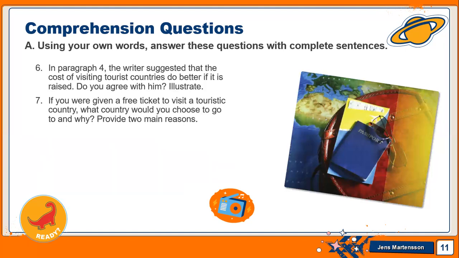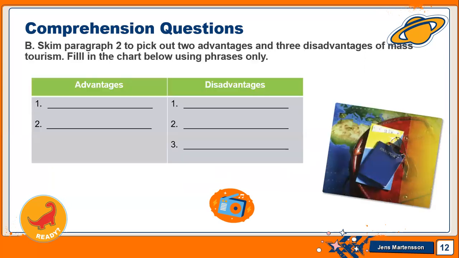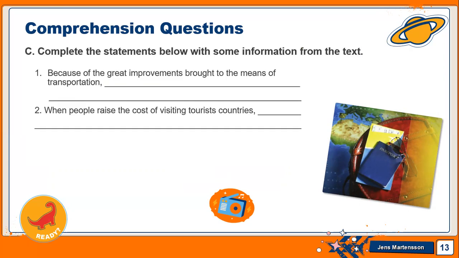Okay. Question 6. It asks you about paragraph 4. The writer suggested that the country would do better if the cost of visiting tourist countries is raised. Do you agree with him? Yes or no? And in both cases, you need to illustrate your answer. Question 7, if you were given a free ticket to visit a touristic country, what country would you choose to go to and why? I need you to provide 2 reasons to support your answer. Now, part B, you need to skim paragraph 2 to pick out 2 advantages and 3 disadvantages of mass tourism and fill them in the chart below. And part C, you need to complete the statements with some information from the text.